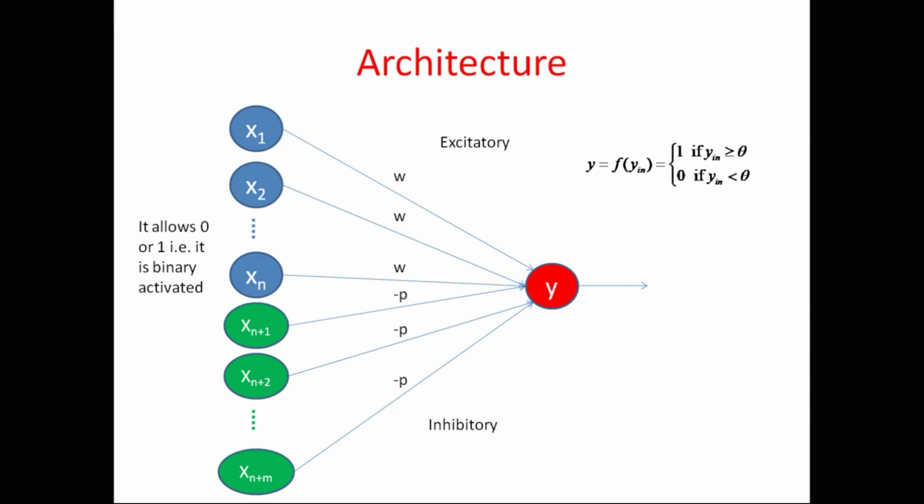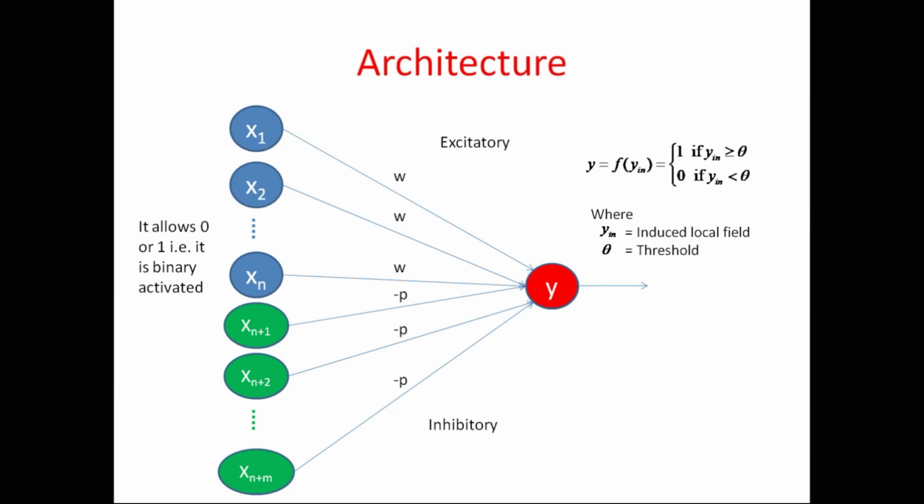This is the simple activation function. Y is equal to f of y in, which is equal to 1 if y in is greater than or equal to theta, or 0 if y in is less than theta. This is the basic activation function we have already seen in the artificial neuron model. The same function is used here. As we know, y in is the net input, or we can call it the induced local field, and theta is the threshold.